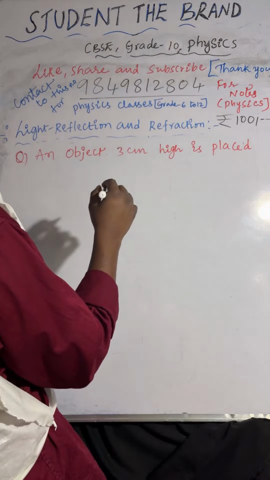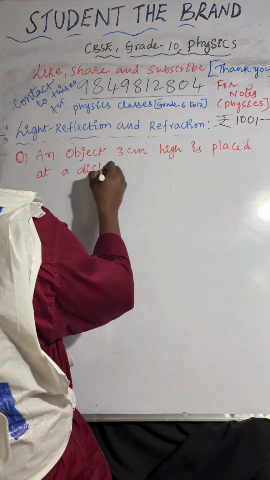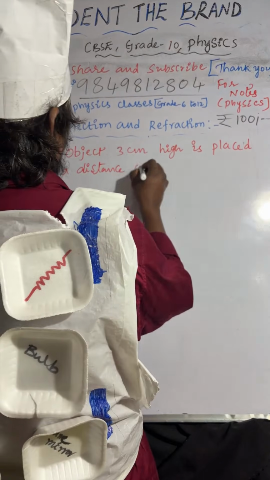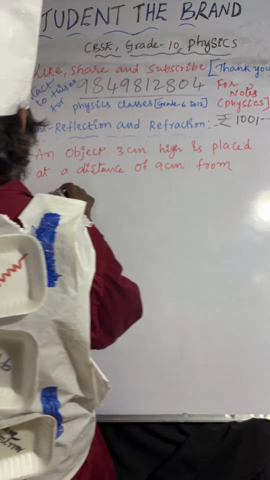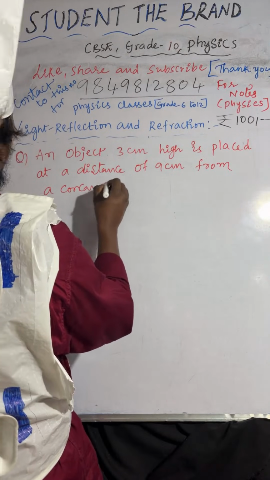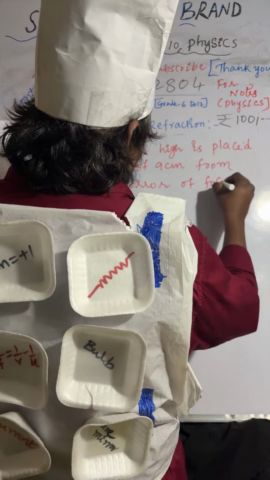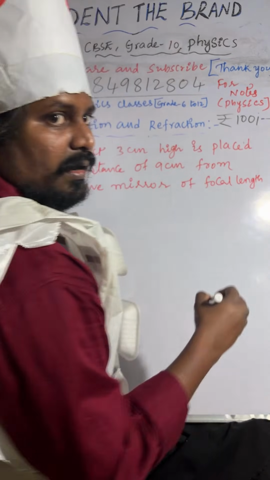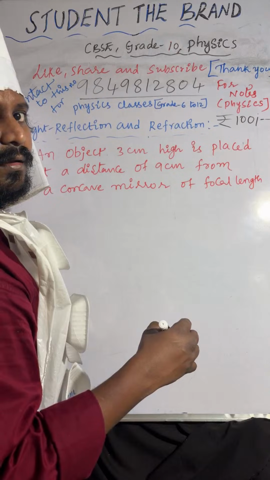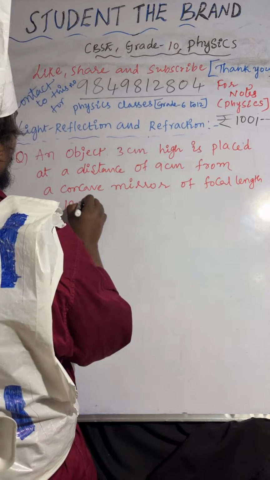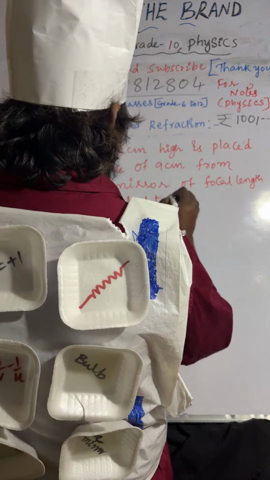An object 3 centimeter high is placed at a distance of 9 centimeter from a concave mirror of focal length 18 centimeter. Calculate the position of the object.